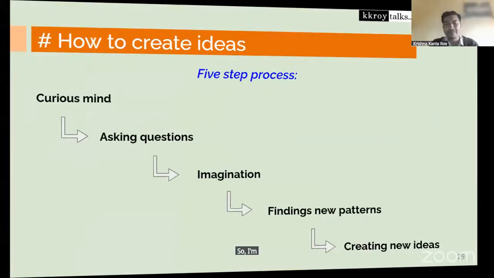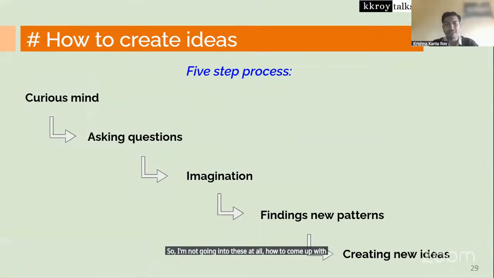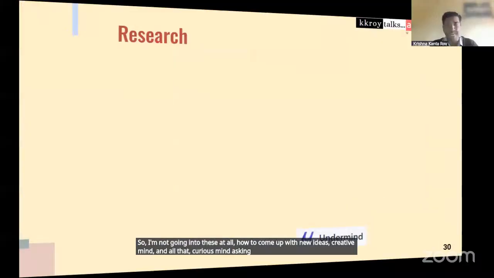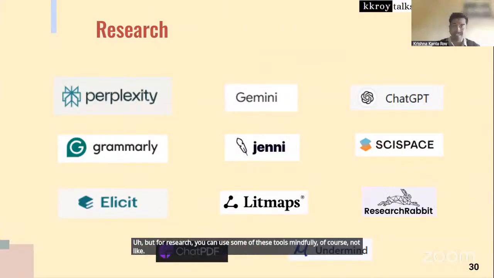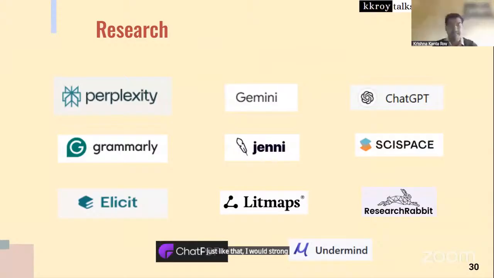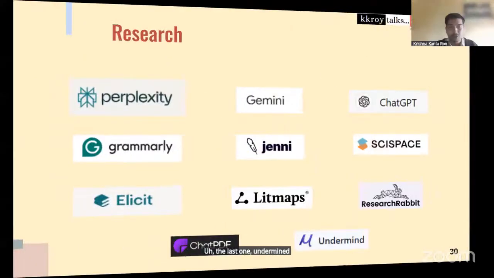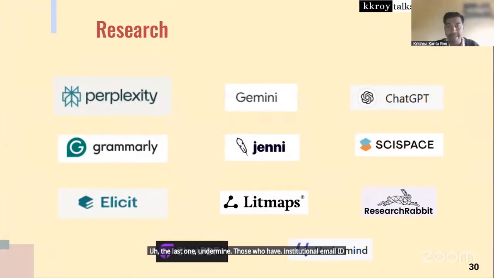I'm not going into all these, how to come up with new ideas, creative mind, curious mind asking questions and all that. You can just go through the slides. But for research, you can use some of these tools mindfully, of course, not just like that. I would strongly recommend Litmaps, Research Rabbit, Elicit, and if you have an institutional email ID, use the last one, Undermined. It's fantastic. It will give you a 25-page document of the entire literature. It will not write the literature for you, but it gives you insights that usually take months, in 10 to 15 minutes.